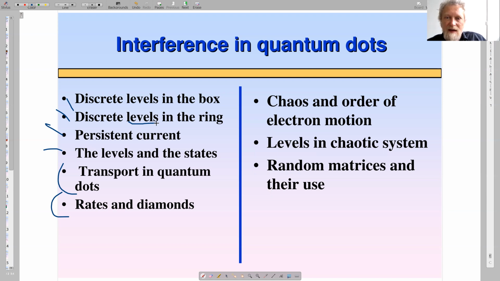That will allow us to assess the interesting topic of chaos and order in particle motion, in electron motion in particular. We will understand that most dots are in fact chaotic, and the spectrum in this case is described by means of random matrix theory. An example of random matrix theory we have seen a week ago. Now it will be random matrix technique applied to quantum dots. So there is a program for today. Let us go for this.